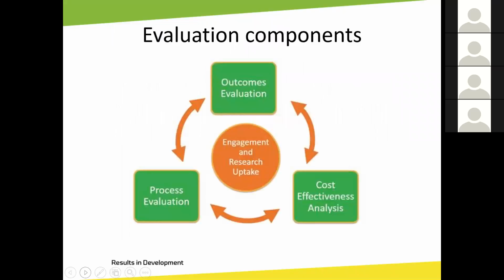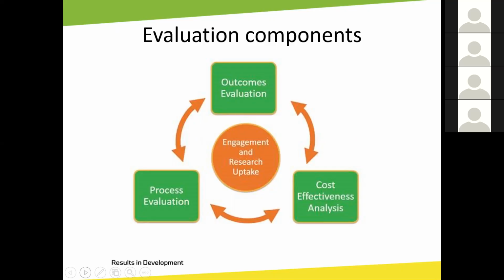And then just to take you through briefly the evaluation component architecture. There's three key technical components of the evaluation. The first is an outcome evaluation that's looking at measuring change in terms of outcome indicators across time and trying to attribute change in those outcome indicators to the A360 project interventions.